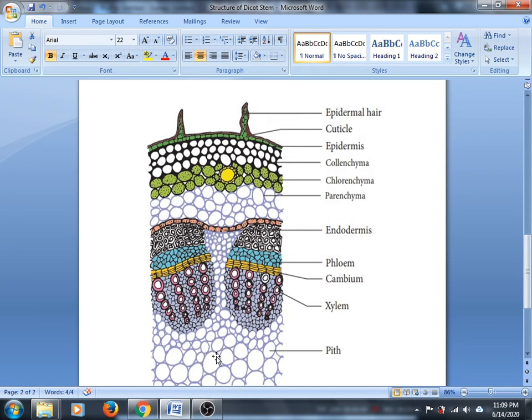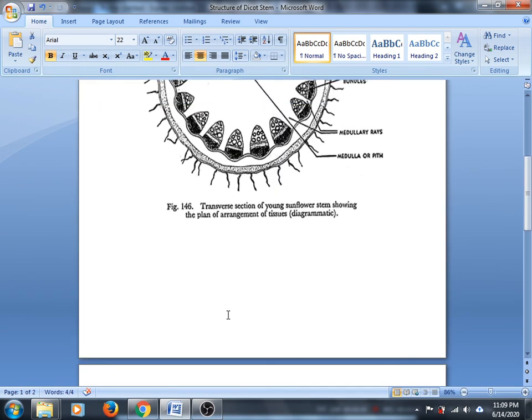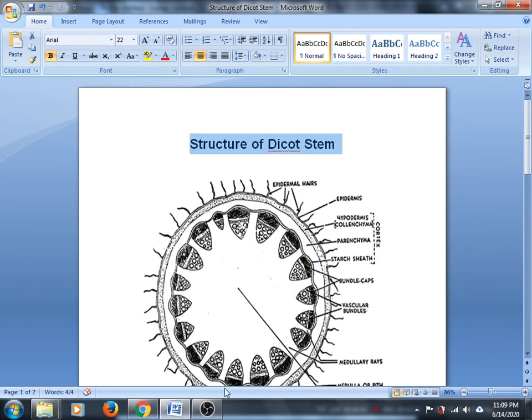This layer is the pith. The pith is the center. In the dicot stem the pith is large. In the monocot stem the pith is absent. The pith is made of parenchyma cells, which are living cells, and intercellular space is present. Now you understand the dicot stem. Thank you.